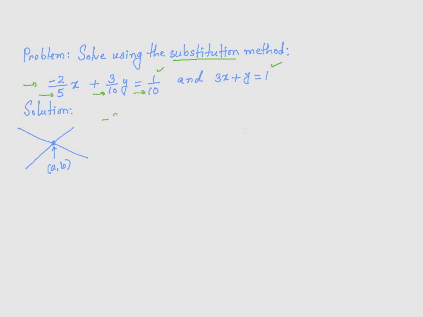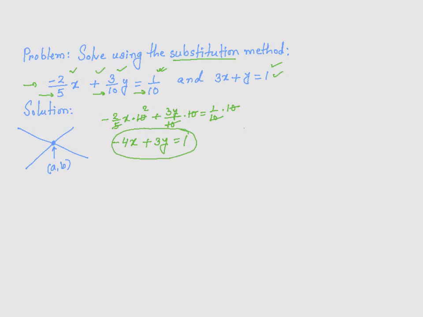So it's going to be negative 2 over 5 x times 10, plus 3y over 10 times 10, is equal to 1/10 times 10. Each of these terms I multiplied by 10, and 5 goes into 10 twice, so that gives me 2. 2 times negative 2 is negative 4x, plus the 10s cancel out, that gives me 3y is equal to, the 10s cancel out, that gives me 1. Now this is the simplified, equivalent version of this equation, and this is the other equation.